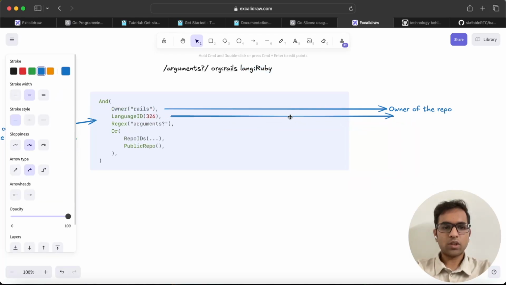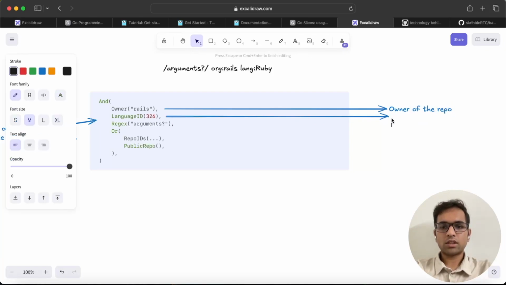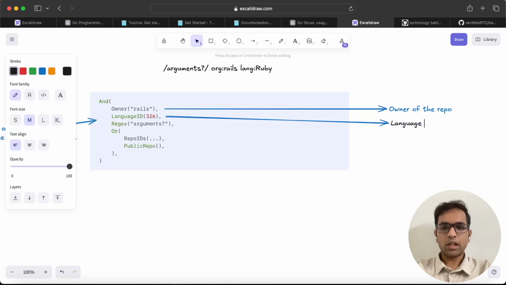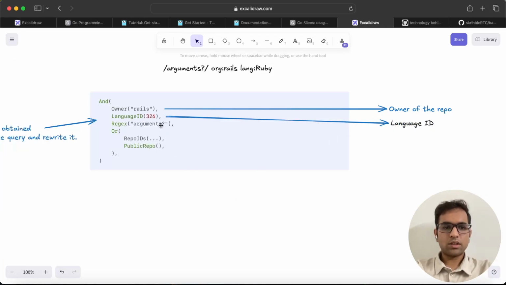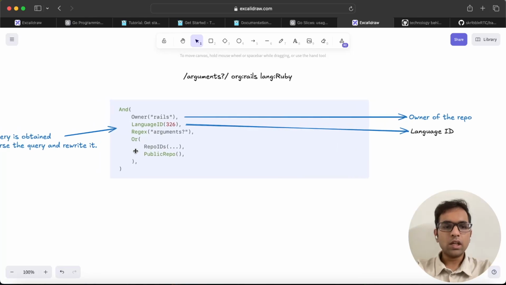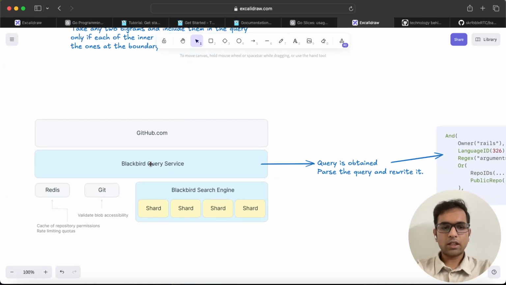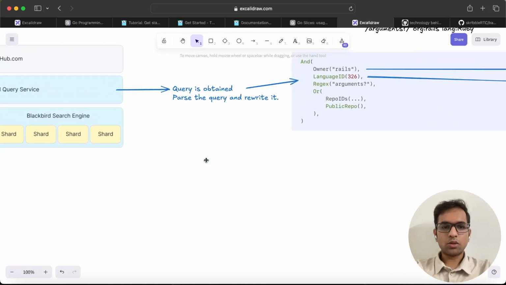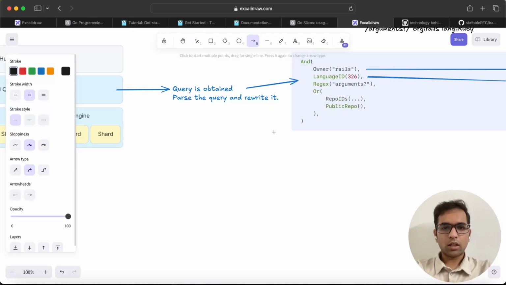So as you can see, language ID is 326. So there might be some ID assigned to every language that is being used. So this is the language ID. And along with that, there's the regular expression, and some other metadata that has to be taken care of, like the repository permissions and stuff. Now this query is produced by the Blackbird query service. Once it is produced, it is sent to the Blackbird search engine, right?